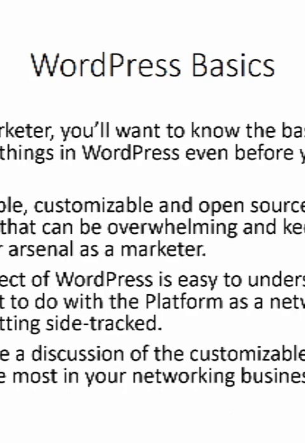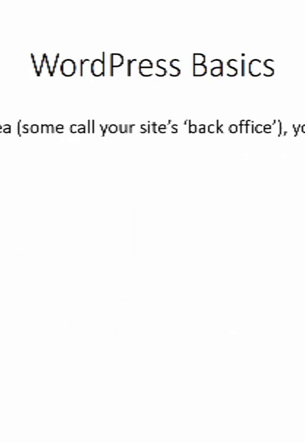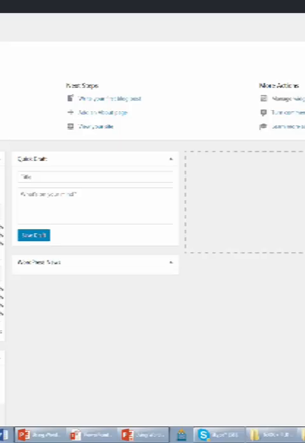Now, it's best to provide a discussion of the customizable elements that you will be using in most of your networking business. Now, in the dashboard area that some people call your site's back office, you'll see an area for posts. And in your dashboard area, you'll see it on the left-hand side menu. If you hover over it, you'll see that the posting section has all posts, add new post, categories, and tags within the sub menu.